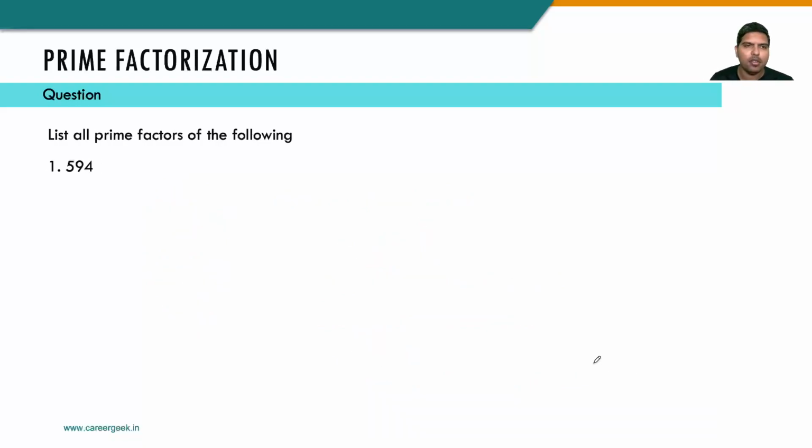Next question. List all prime factors. Okay, they're not asking the number of prime factors. They're asking just to list the different prime factors. For example, if 12 is there, the prime factors are just 2 and 3.